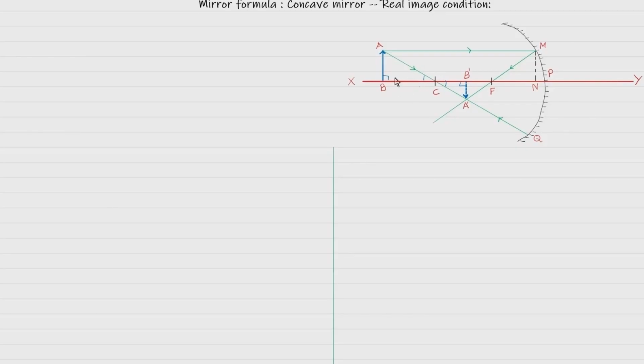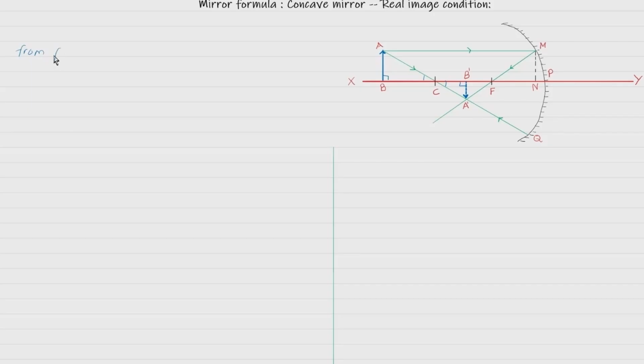Here we can see an object AB is placed beyond C, from where a ray AM is being incident upon a mirror. Also we can see this ray AM is parallel to the principal axis XY, so it gets reflected back through the principal focus. Also we can see another ray AQ is being passed through the center of curvature. That means this ray retraces the same path, so the intersection between these two rays gives our image, that is A dash B dash.